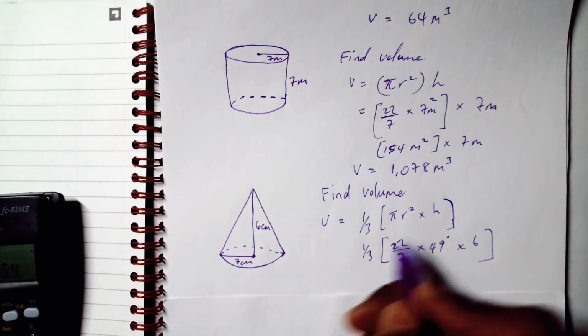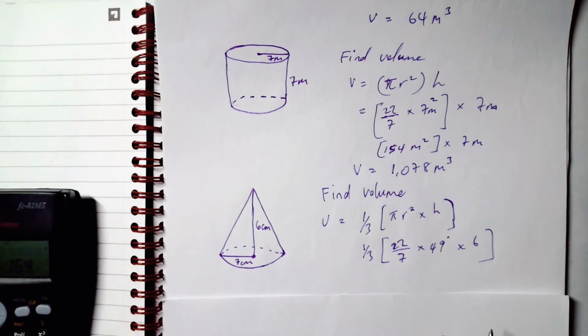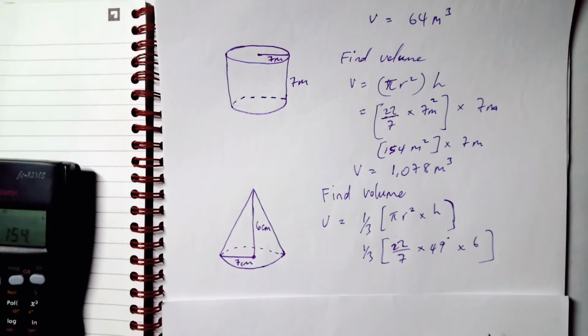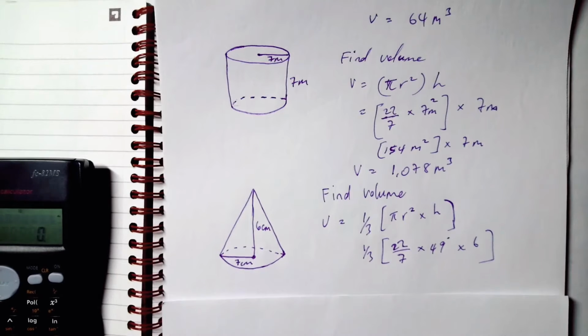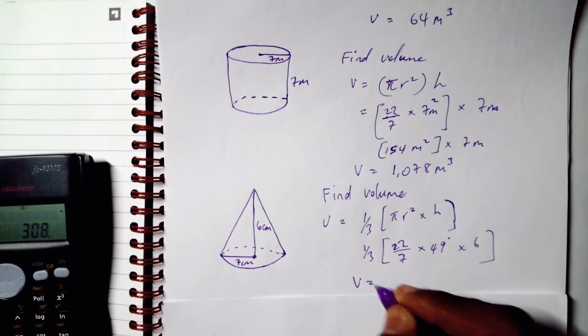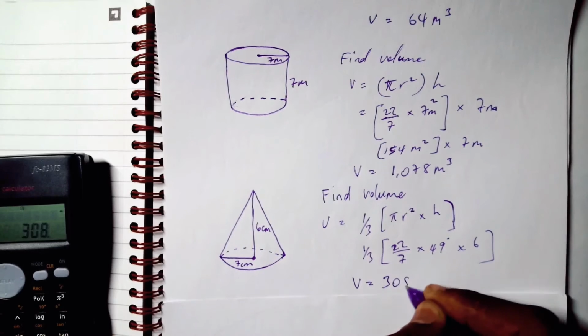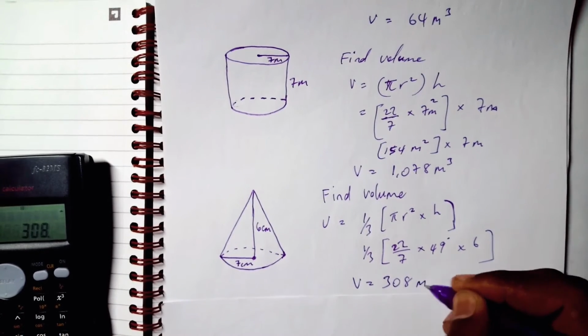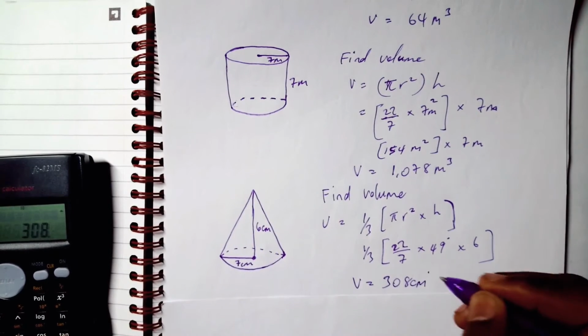Put all this in your calculator. What do you get? 154 times 6 divided by 3. V is going to be equal to 308 centimeters cubed.